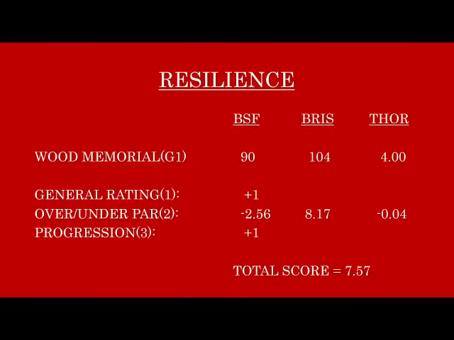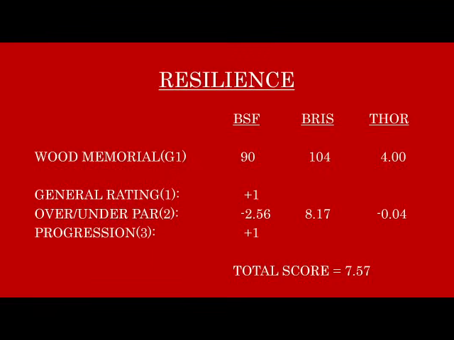But this time, to me, the 90 seems about right for the Wood Memorial, but the Brisnet is a 104. And that again incorporates pace and a number of other things. And I've always considered Brisnet to be a more accurate number, as the Beyer only considers the final time. The Thorograph is a 4.0. That looks like about right. And obviously it is.